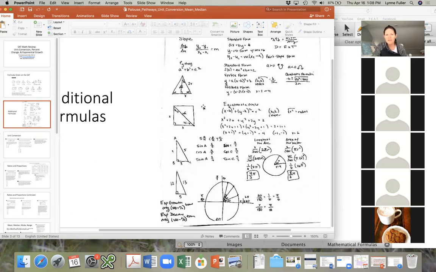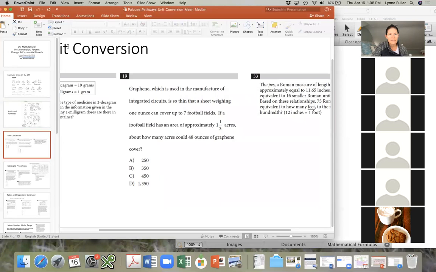The remaining formulas, all the stuff about triangles, unit circle, length of an arc, area of a sector, and completing the square, we'll deal with in our last lesson next week. So, without further ado, let's take a look at unit conversion.